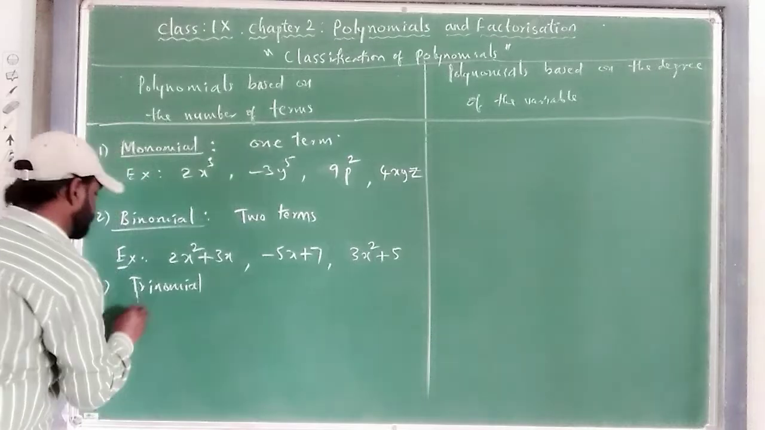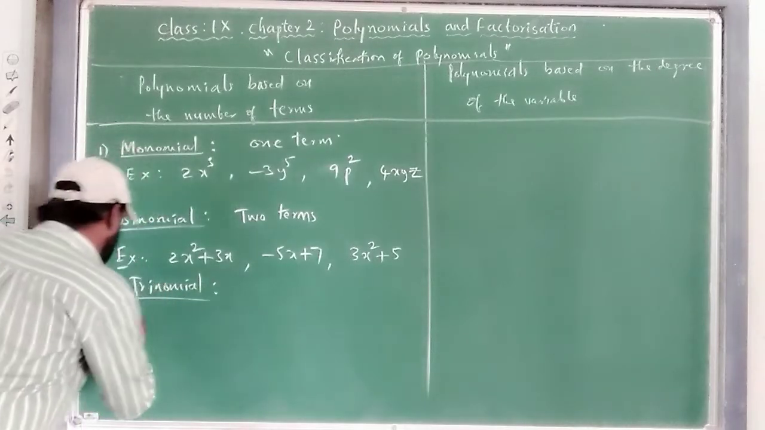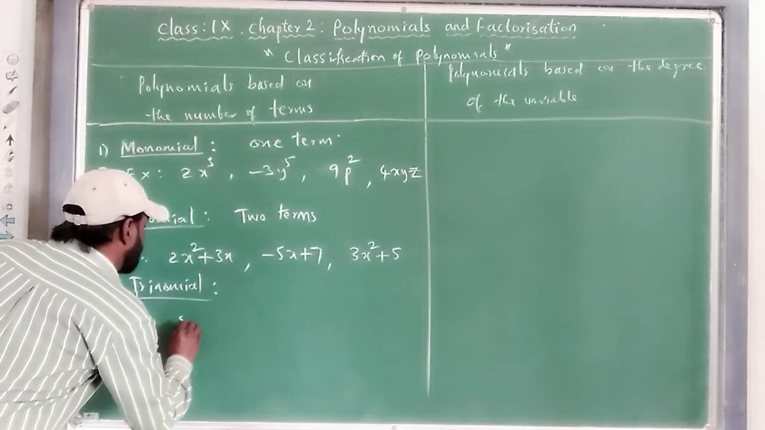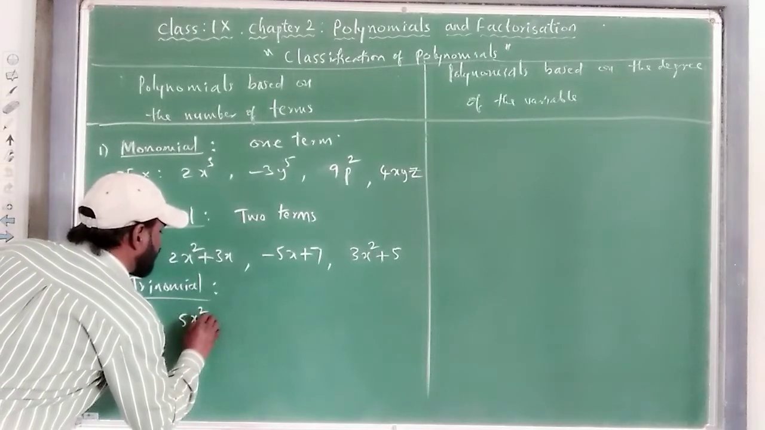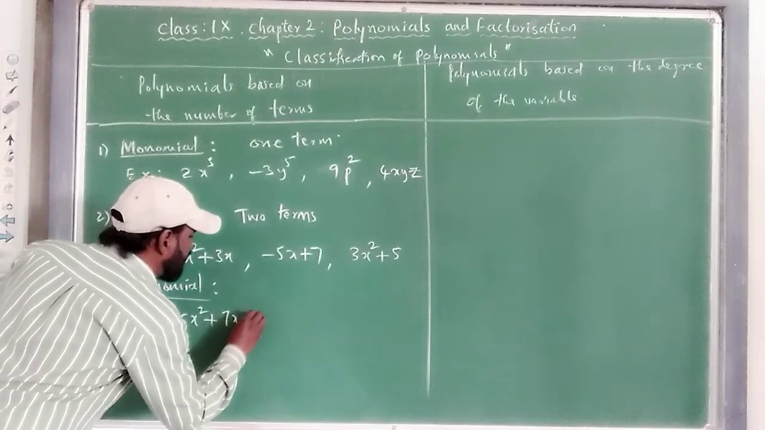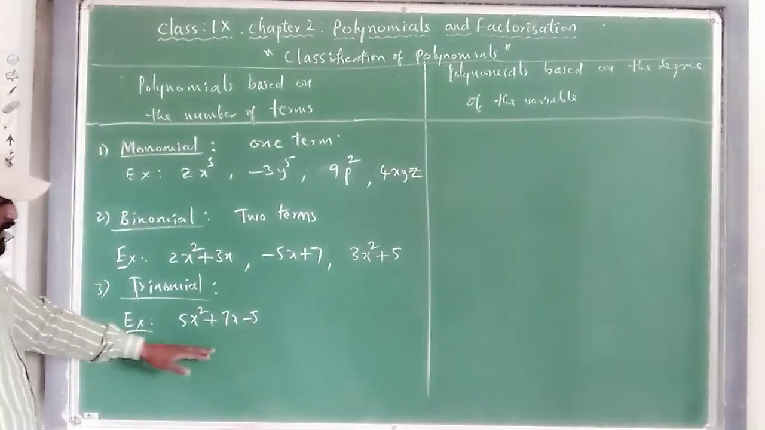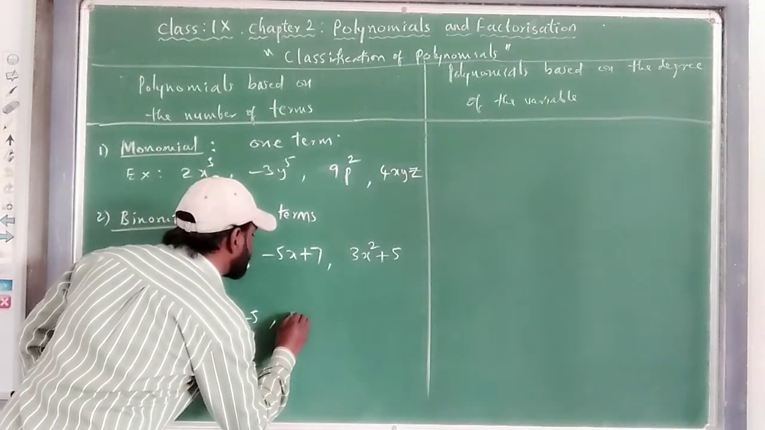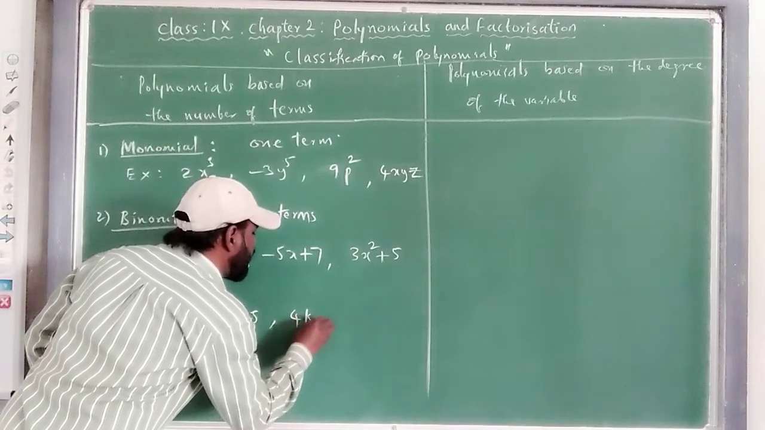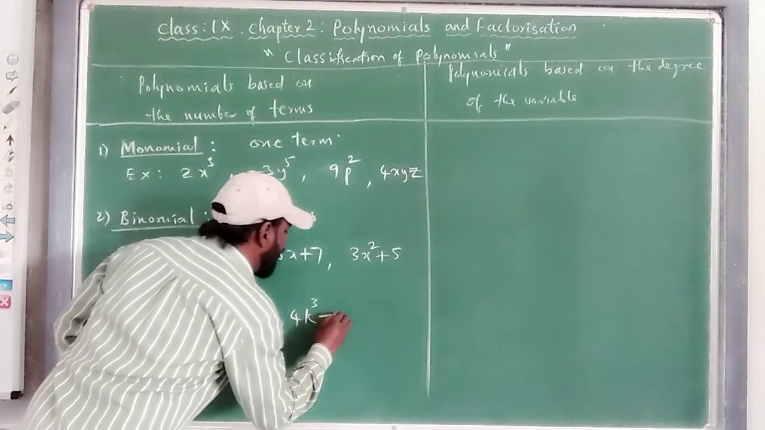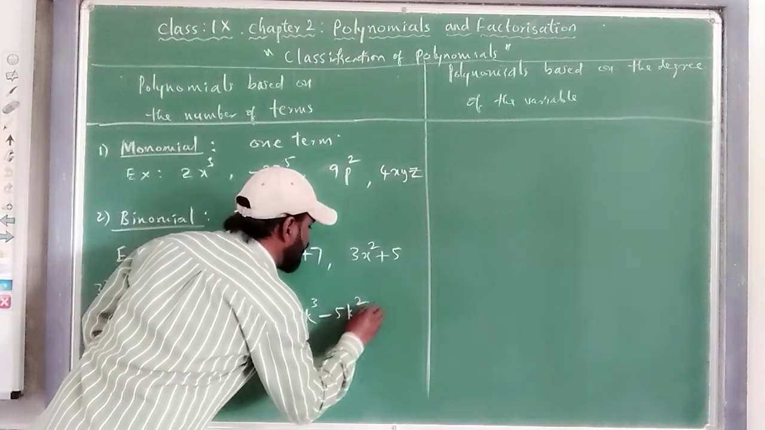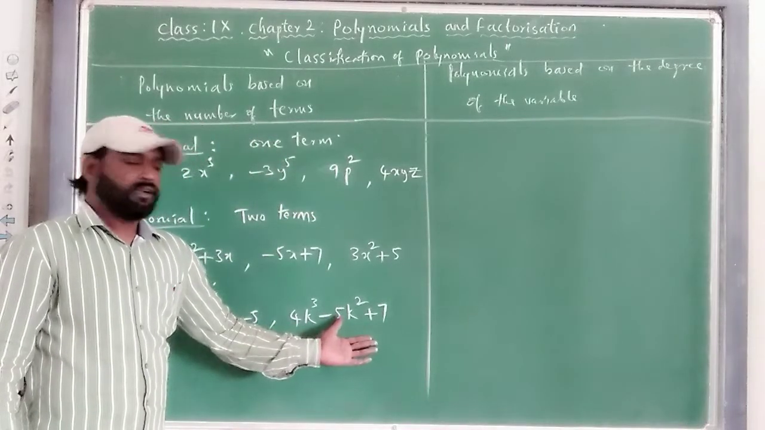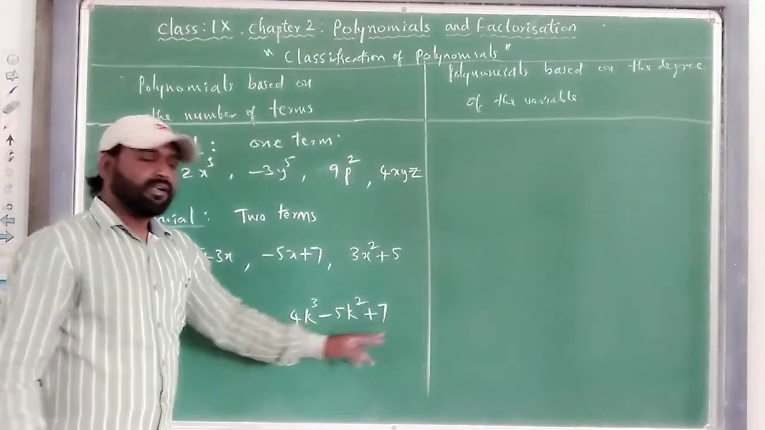Trinomial. The number of terms in it will be three. 5x square plus 7x minus 5. See, there are three terms: 1, 2, 3. Suppose 4k cube minus 5k square plus 7. There are three terms in it: 1, 2, 3. So like this.